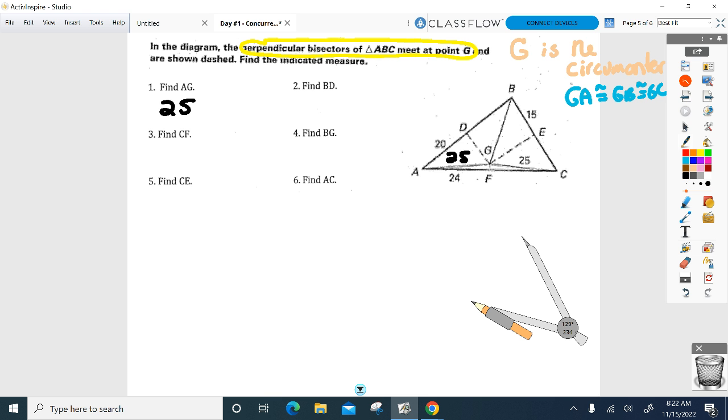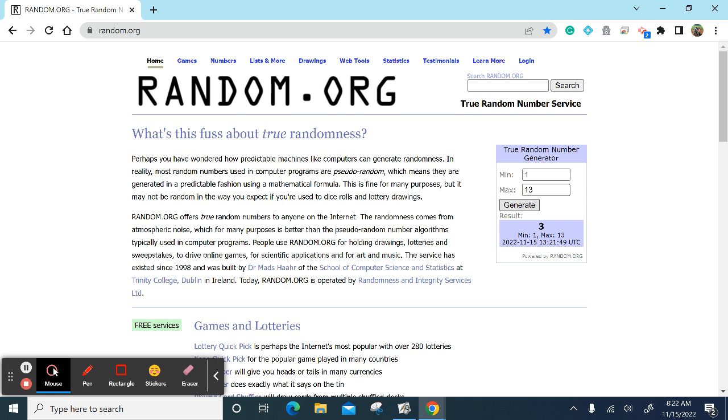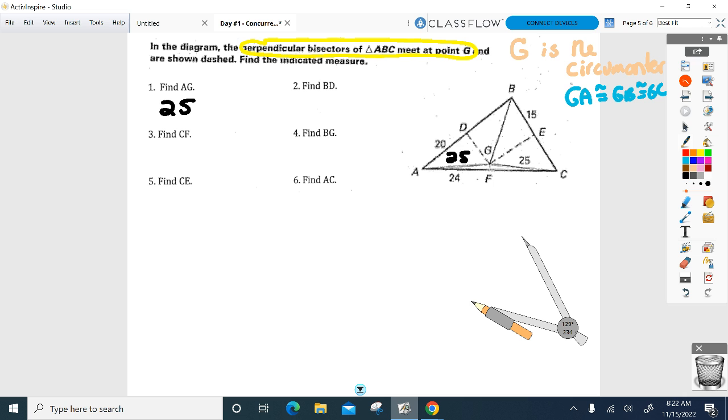BD. Now we get a little tougher. I'll help somebody with this one. What is GD in this diagram if it meets at G? That's a what in the diagram? Perpendicular bisector, right? So it bisects the side it's drawn to. So what's BD have to be then? 20, because that's a perpendicular bisector. Great work.